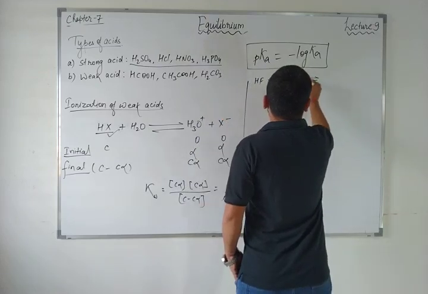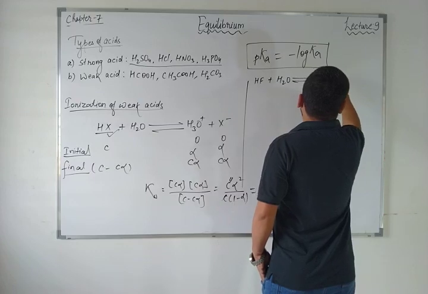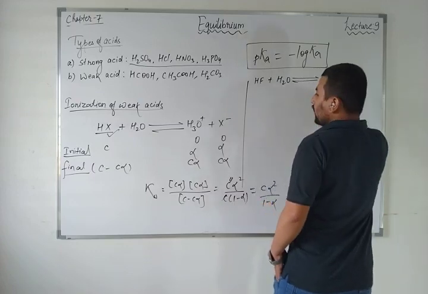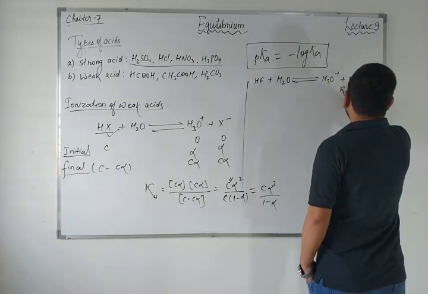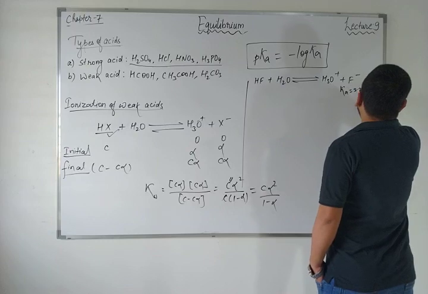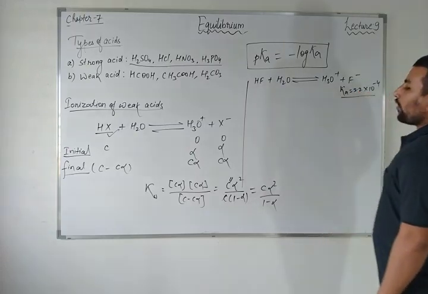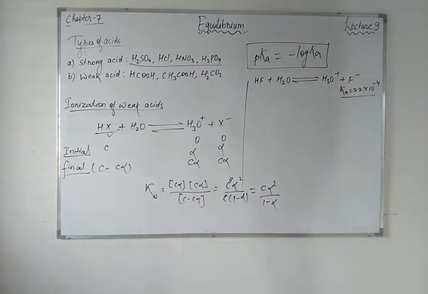The reaction is HF plus H2O giving H3O plus and F minus. See, you can compare this reaction. Is it equal? Yes. Now you know very well. Here the rate constant value is given. The Ka value is 3.2 into 10 to the power minus 4. The rate constant value is given in the question, as you can see.